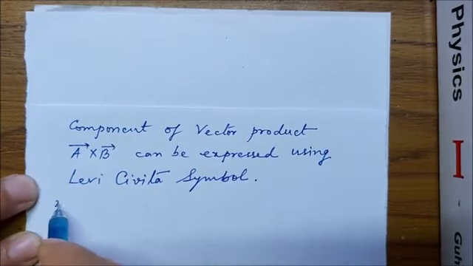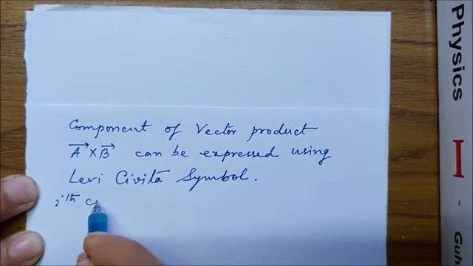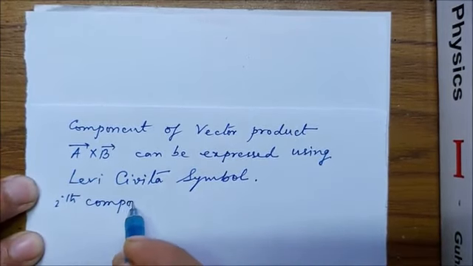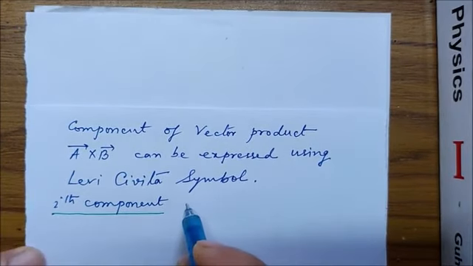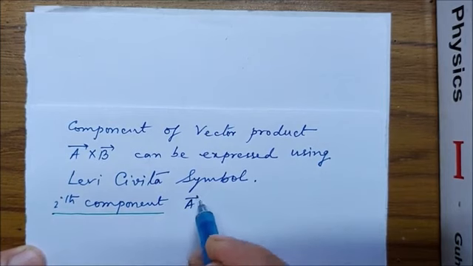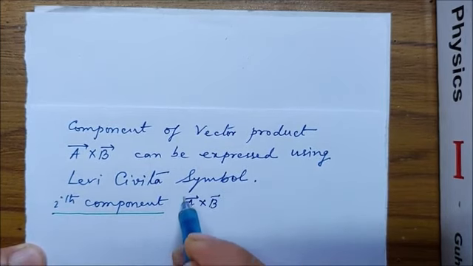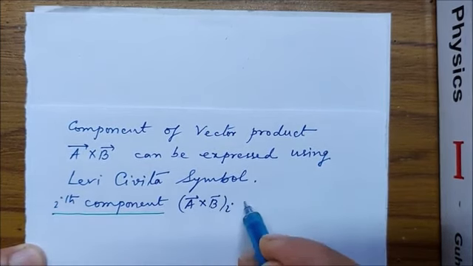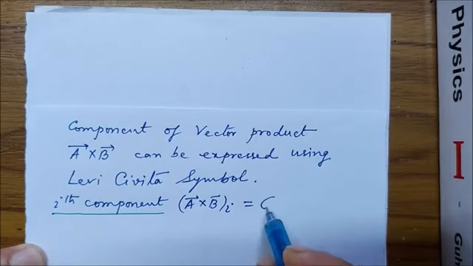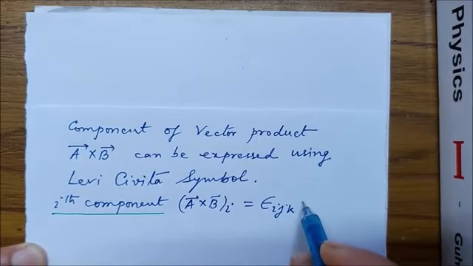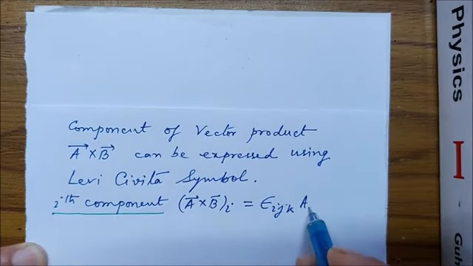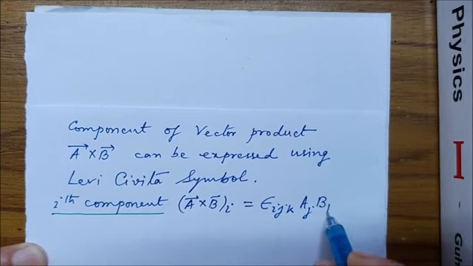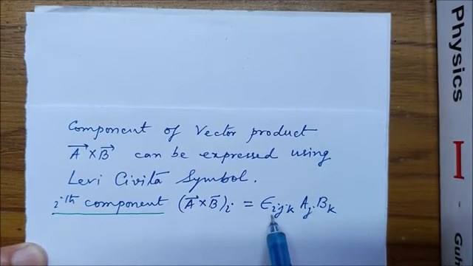Consider the ith component. This can be written as Levi-Civita epsilon_ijk a_j b_k, this being the ith component.